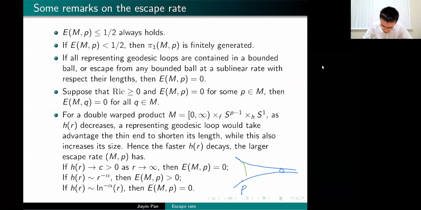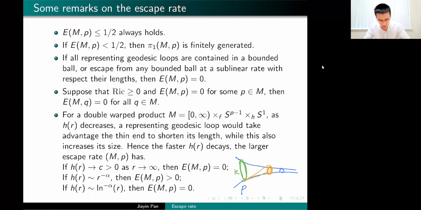So I can draw one here, which just goes K rounds, right? Instead of that, I can also take advantage of the thin end, because the representing geodesic loop should have minimal length, right? If I just go K rounds here, it does not have minimal length, because if I take advantage of the thin end, this one actually has smaller length. But this also increases the size, because we go towards the end of this manifold.